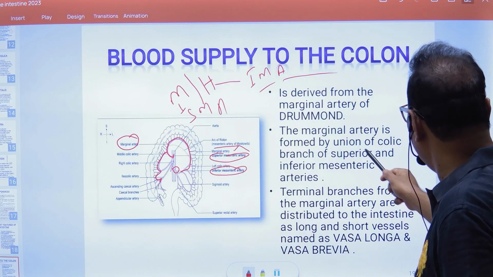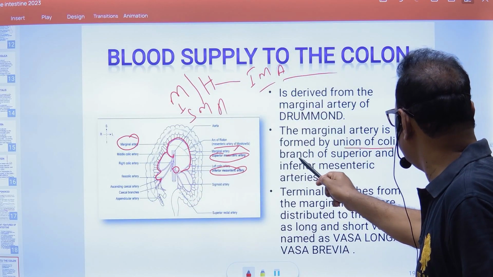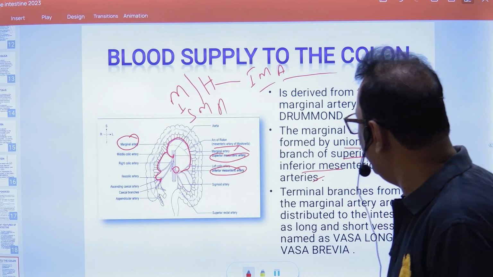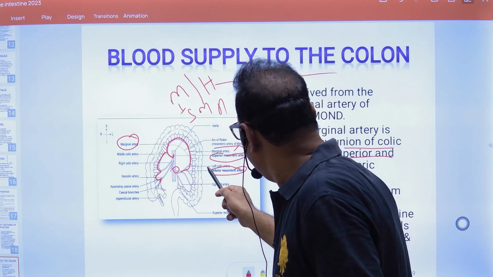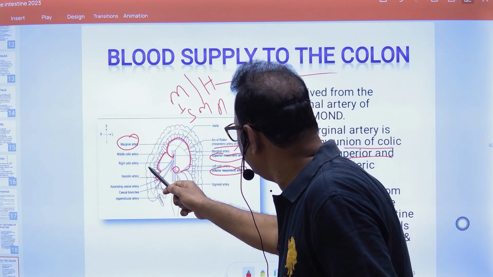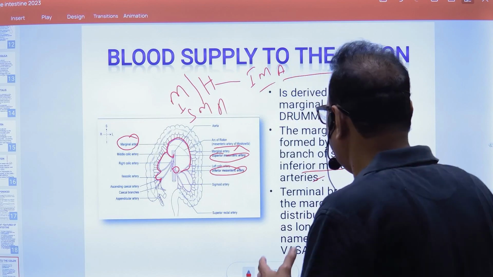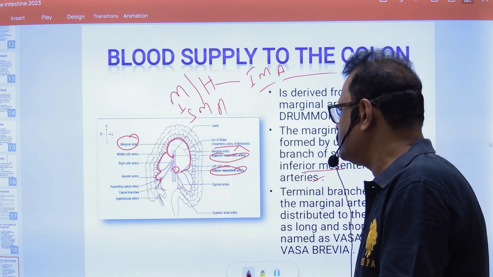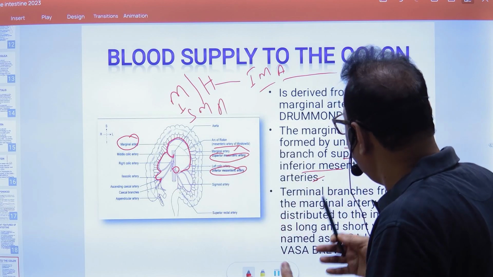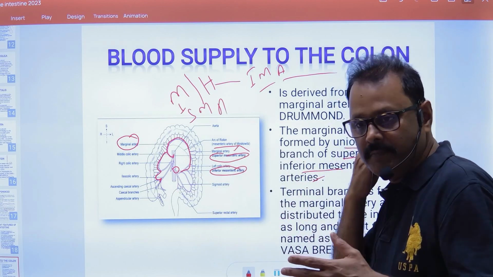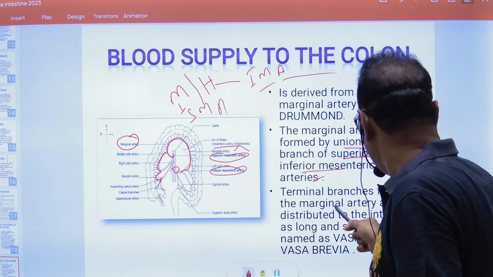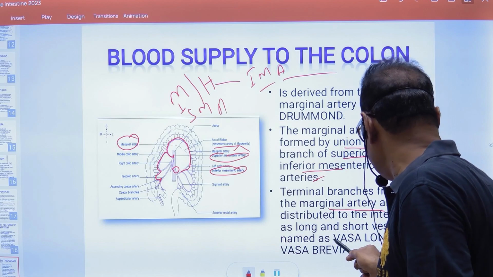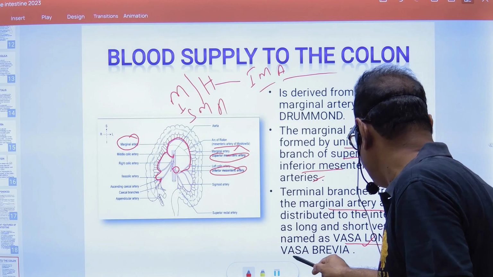So the marginal artery is formed by the union of the colic branches of the superior and inferior mesenteric arteries: the right colic artery and the left colic artery. They form the anastomosis, and from this marginal artery the branches go to the intestine along long and short vessels, the vasa longa and vasa brevia.